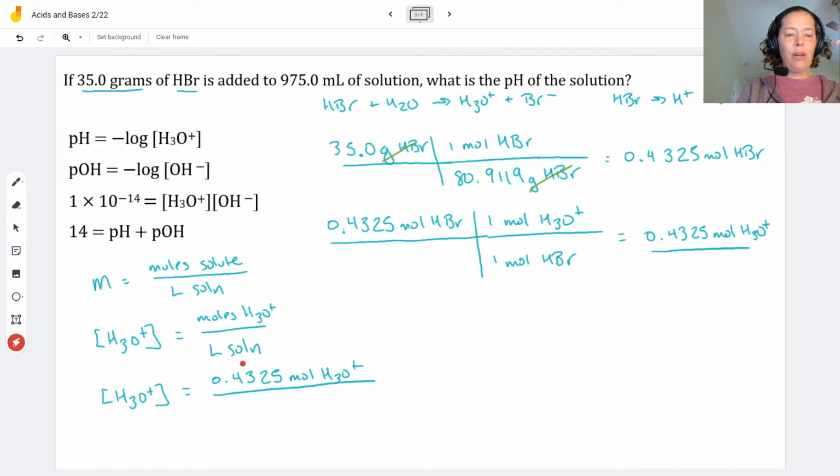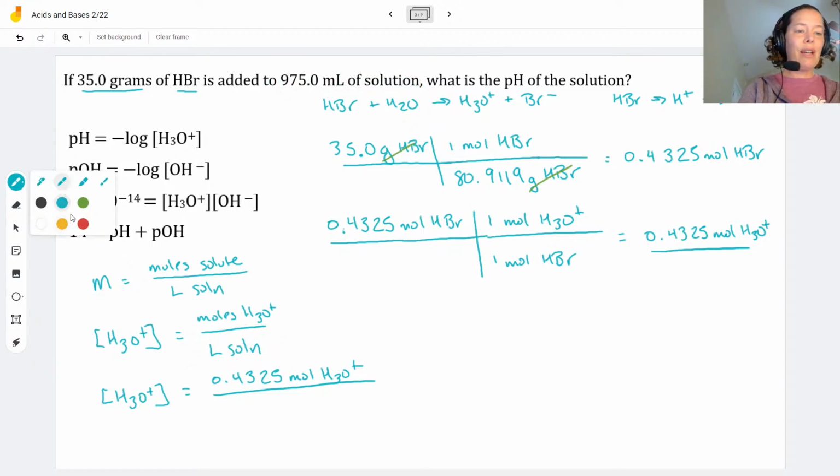Okay, so now I need liters of solution. I haven't dealt with volume at all. What's going on with this liters of solution? Let's go back to our problem and see if we can get some help here. We have 35 grams of HBr, and we've already done this. It is added to, okay, here is our volume, 975 milliliters of solution. So this is the piece that we are going to need for the liters of solution.